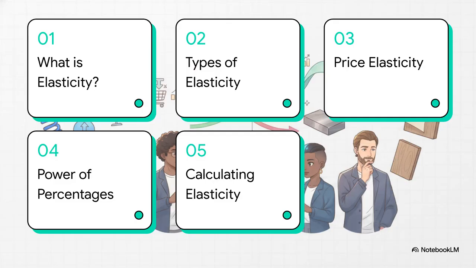All right, here is our roadmap for today. We're going to cover what elasticity is, the four main types, zero in on price elasticity of demand, look at the power of percentages, and then wrap up with how we calculate the whole shebang. Let's get right into it.